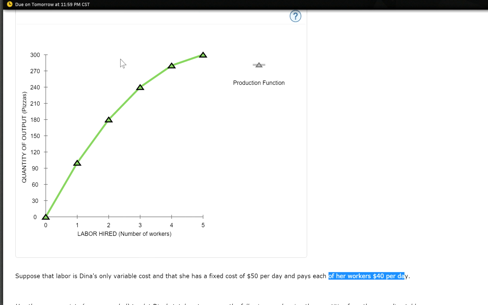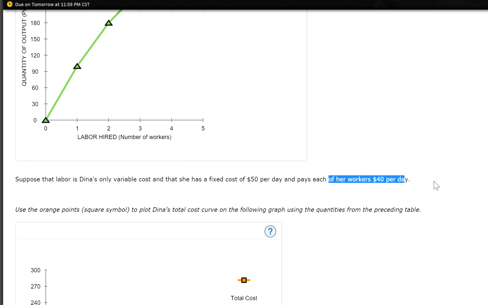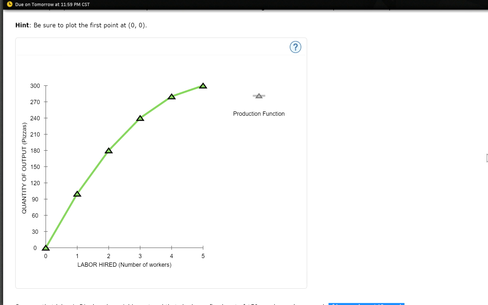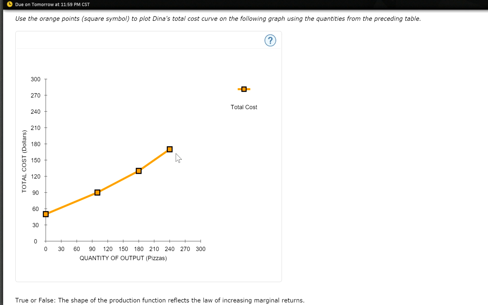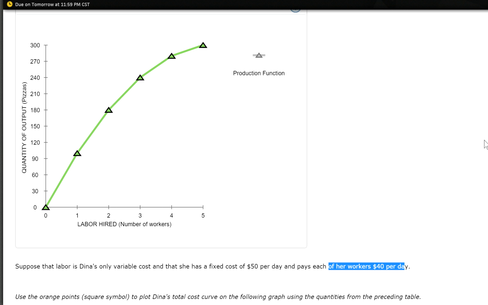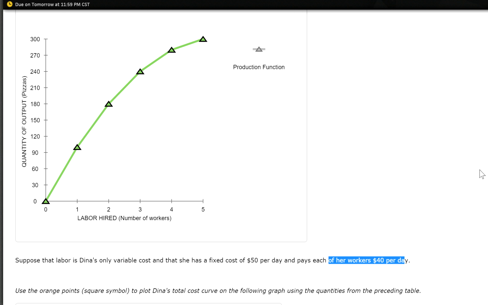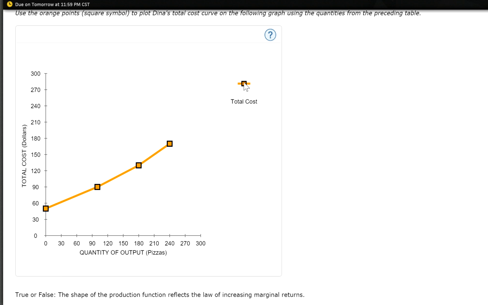And then for 3 workers, we're going to produce 240 pizzas. So with 3 workers, your labor cost will be 3 times 40, that's 120, plus 50, that'll be 170. So 240 pizzas and $170 right here. And then for the last one, for 5 workers, we're going to produce 300 pizzas. So at 300 pizzas, our total cost for 5 workers would be $200 for workers, and then for ovens $50, so 250. All right, so that's how your total cost curve looks.